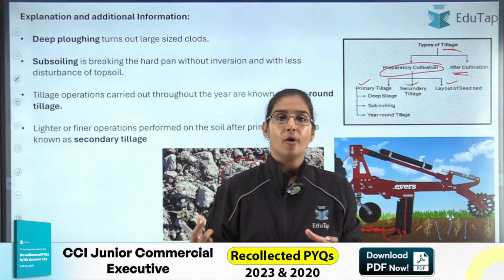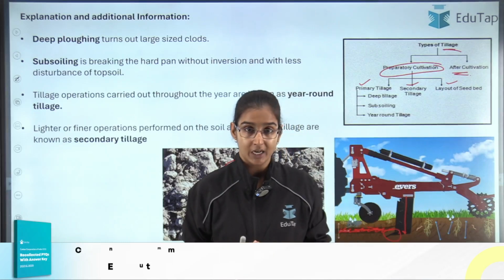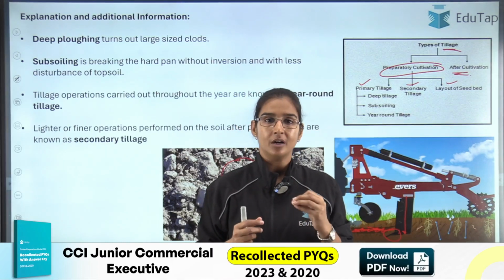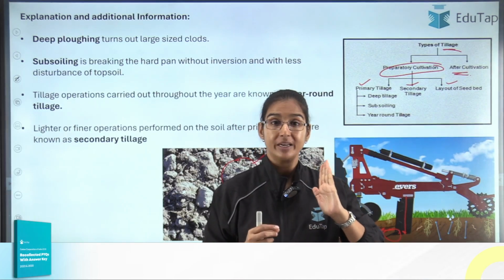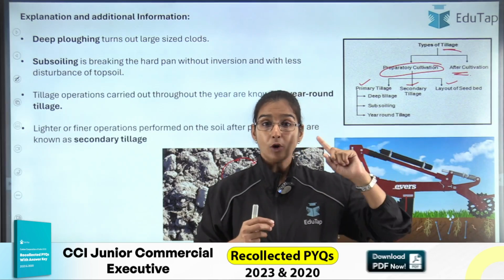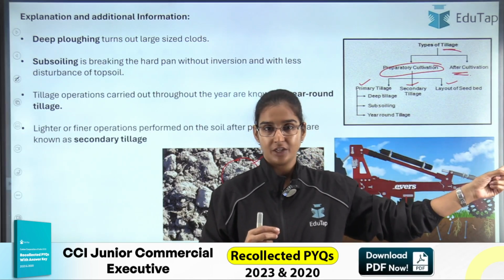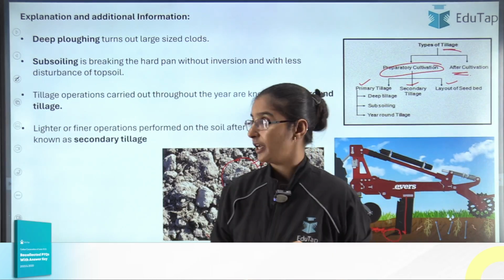So such kind of operations are known as the year-round tillage, where the tillage is not limited only to the cultivation, when the crop has been cultivated and before cultivation, but also the post harvesting tillage as well, right? So that is the year-round tillage.